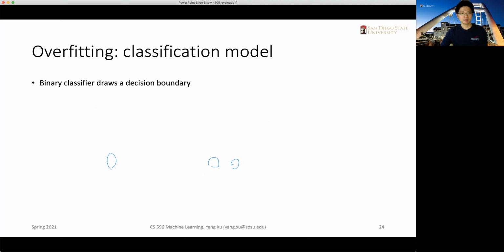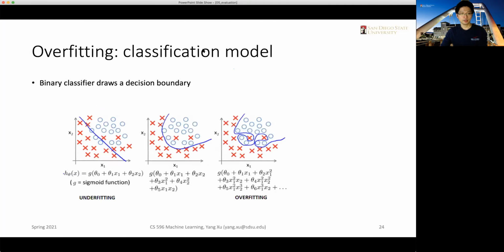All right, so in the classification model case, we are actually drawing decision boundaries. These plots I think I have shown in the previous lecture. Sometimes a decision boundary that is too simple is not what we want, but too sophisticated examples are not what we want either, right? We want something in between. But it's hard to tell which one is definitely the best decision boundary.